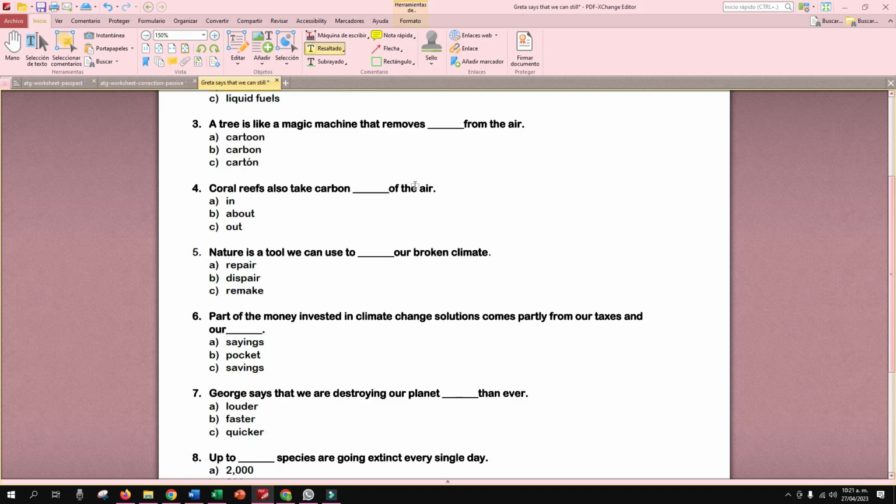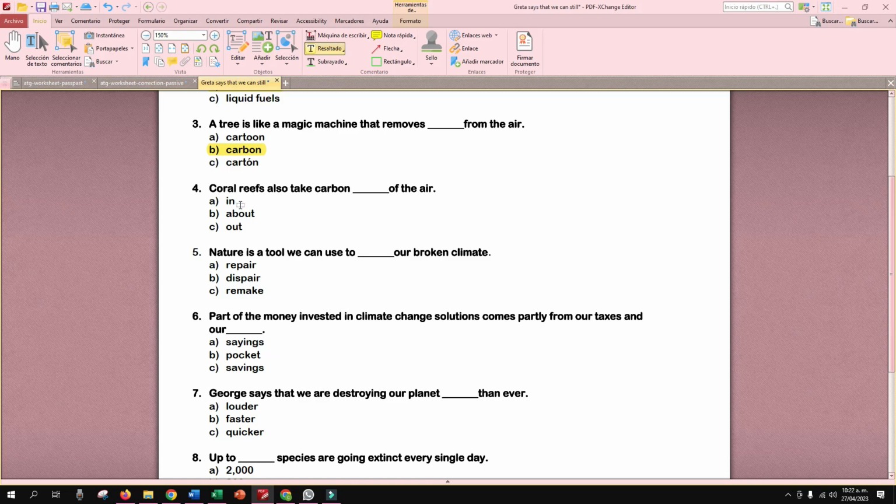Let's see this one. A tree is like a magic machine that removes carbon, cartoon, or cartón from the air. Oh my God, that's in Spanish, right? Which could be that? I know it's carbon. Yeah, letter B, right, Diana? Not carton. Okay, so a tree is like a magic machine that removes carbon from the air. So we just need to plant trees, right, in order to restore our environment. That would be amazing if we do that, right?